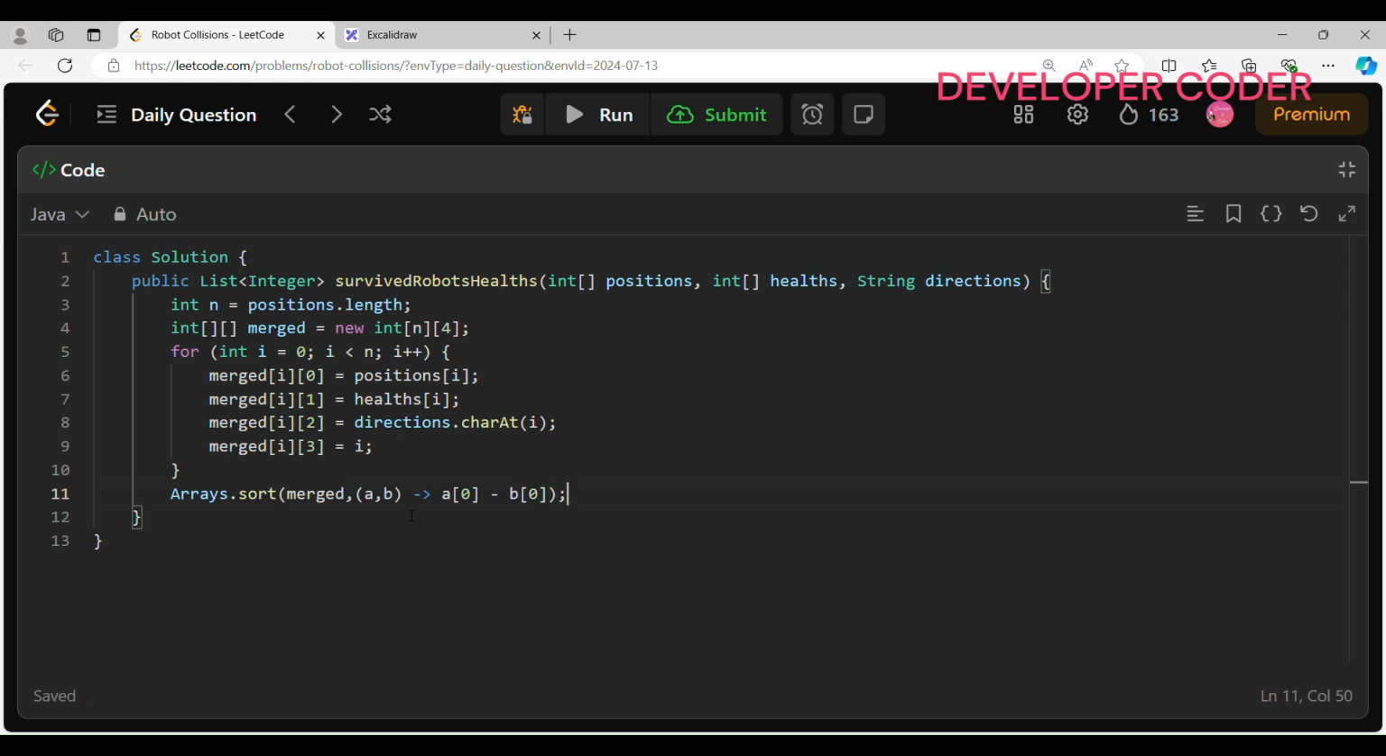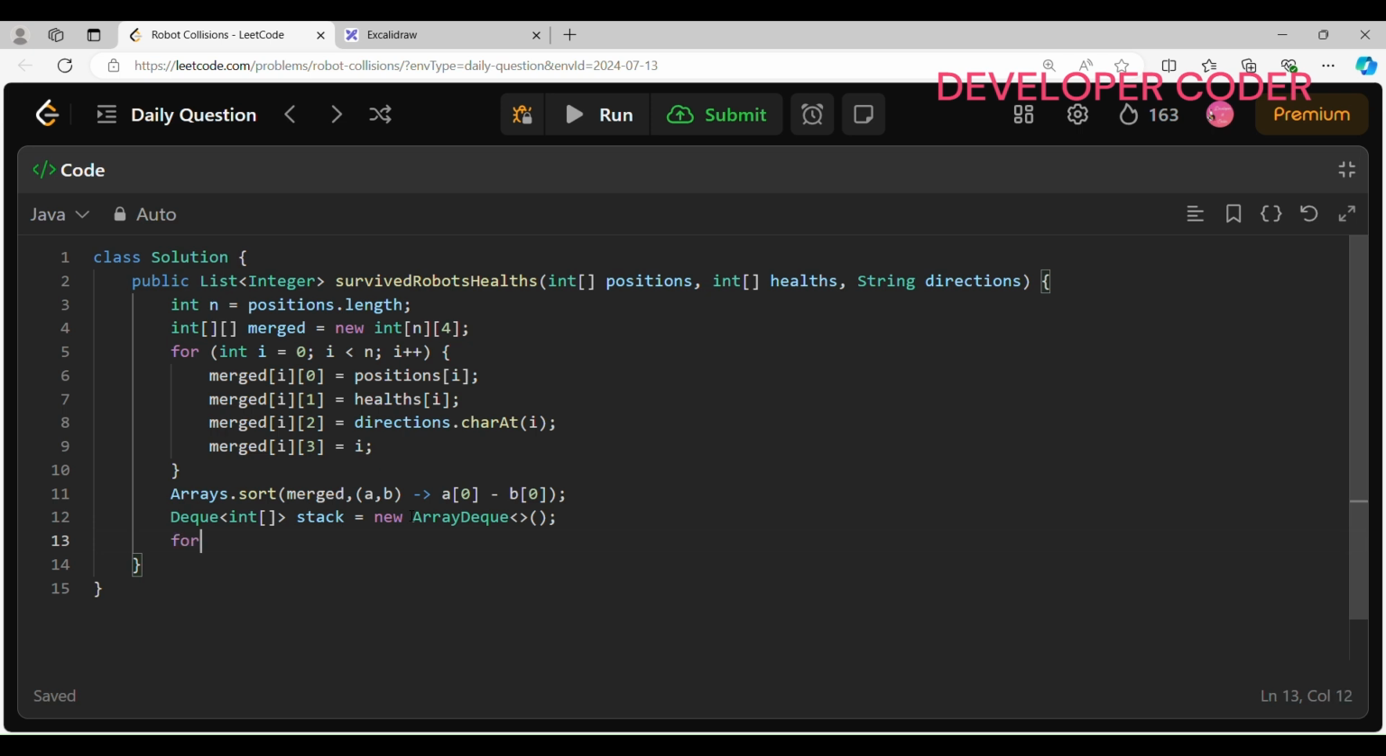Then I have to simulate the collisions. I'm using a stack only, so instead of dq you can write stack here as well, no issues, your code will run, but dq is much faster. So new array dq. Okay, this is done. Now after that, run one loop.